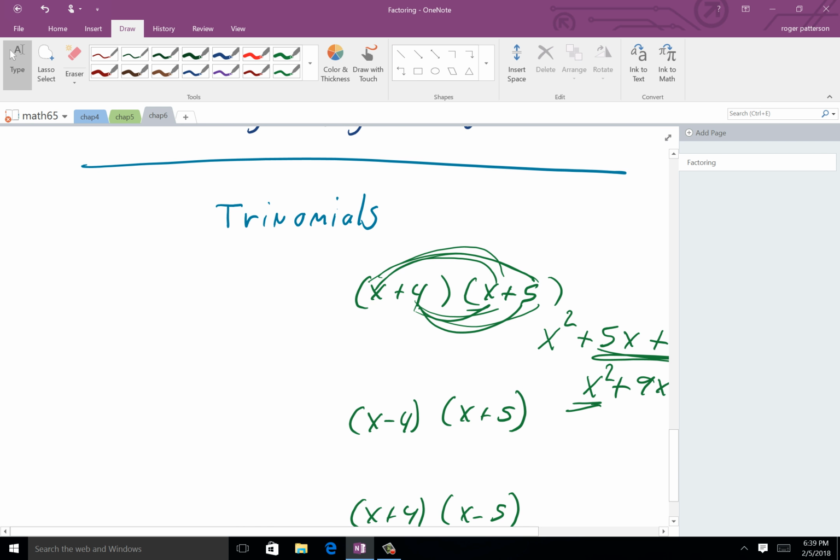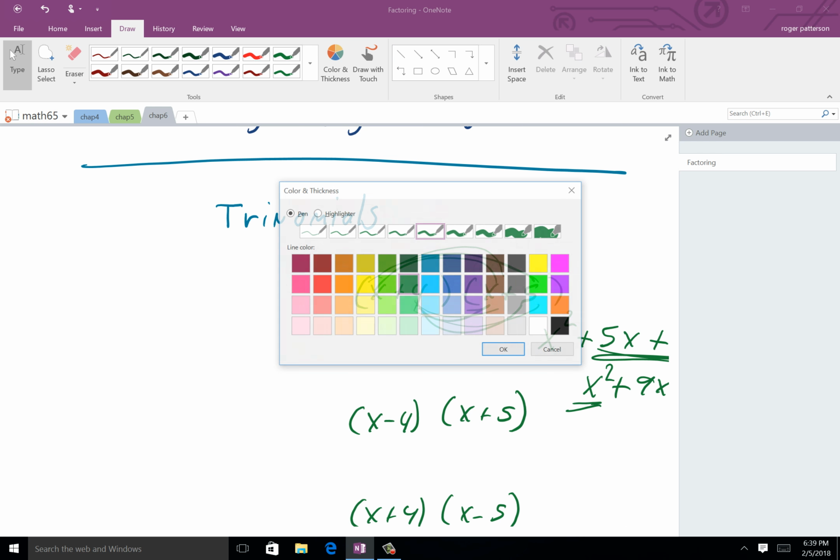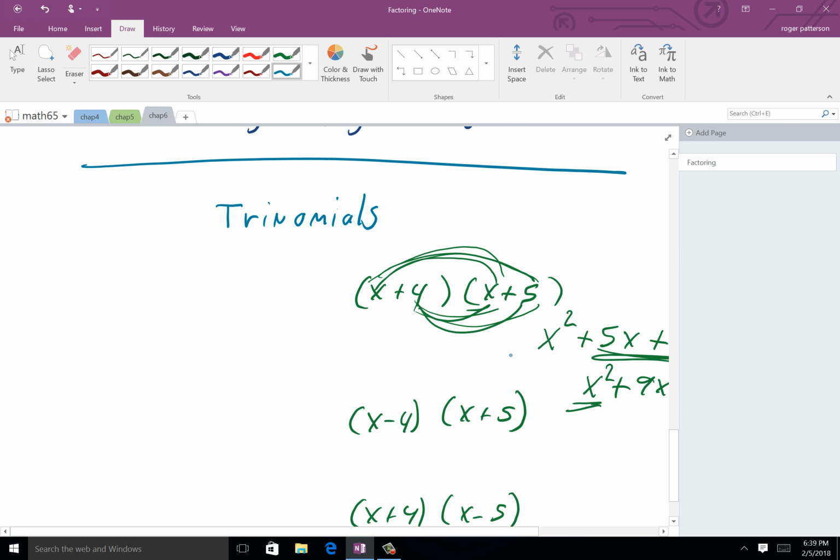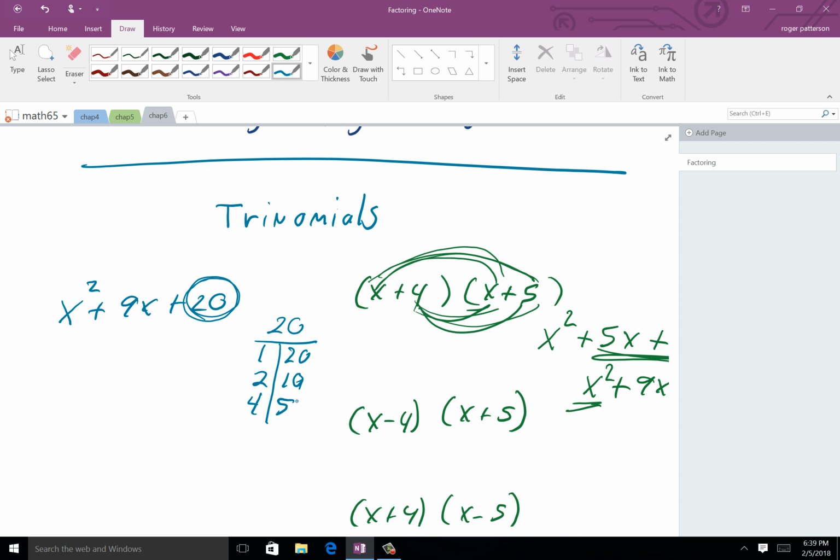Okay. So back over here now, even though we know what the answer is, let's say that we don't know the answer. All right, we got 20. We know that we need numbers that multiply to 20. Okay, so I'm going to put a 20 down here, and I need to write down the numbers that multiply to 20. Okay, so I got 1 and 20, 2 and 10, and 4 and 5. Those are the numbers that multiply to 20.